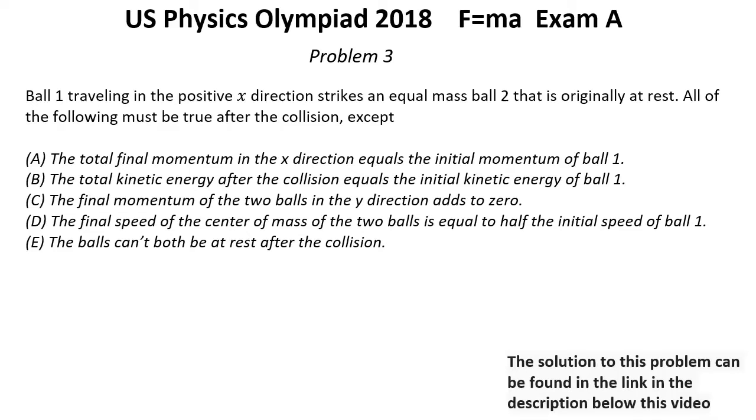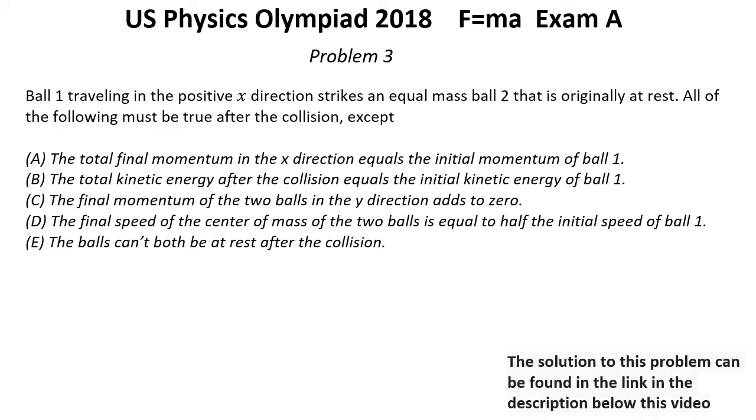Solution for problem number 3. Let's check all sentences. A. The total final momentum in the x direction equals the initial momentum of ball 1. That's true because we have momentum conservation, and it means that this is not the correct answer. B. The total kinetic energy after the collision equals the initial kinetic energy of ball 1. That could be not true because the collision could be completely elastic, completely inelastic, or partially elastic. And because this is not completely true, that could be the correct answer.